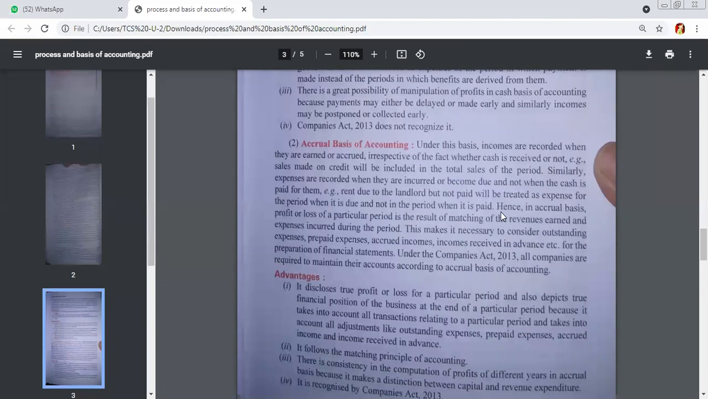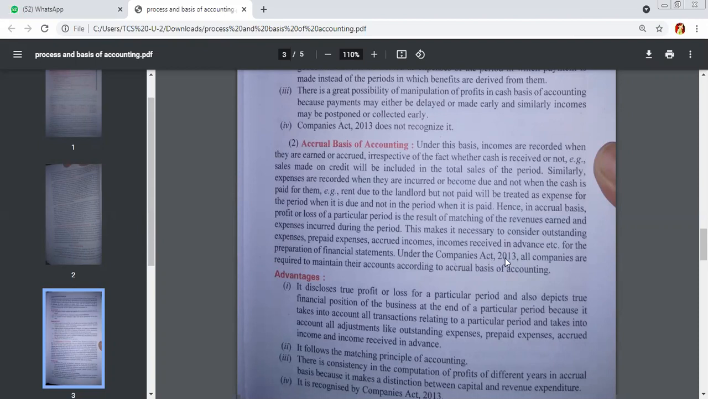So what I want to say, this concept states that whether any income is received or accrued to receive, whether any expense is paid or due to pay, it hardly matters that it is still not paid or received in cash. Whether it is paid or due to pay, received or due to receive, that is to be considered. In other words, it considers the outstanding expense, prepaid expense, accrued income, and income received in advance for the preparation of financial statements.